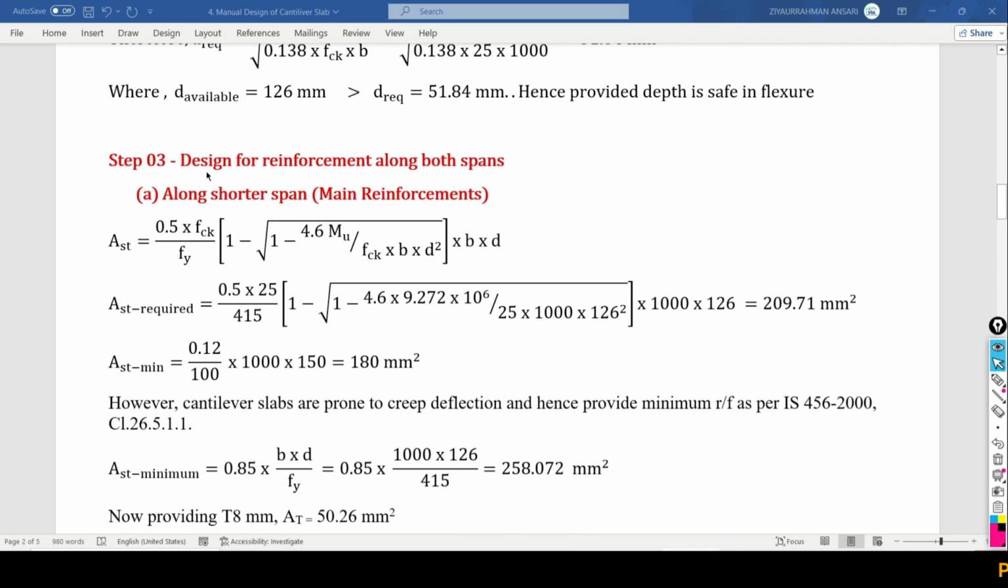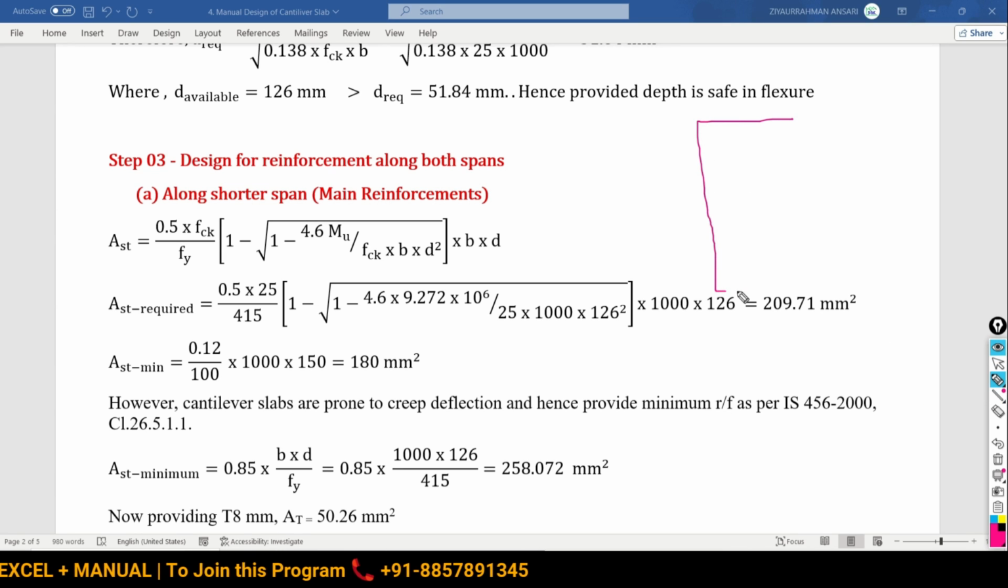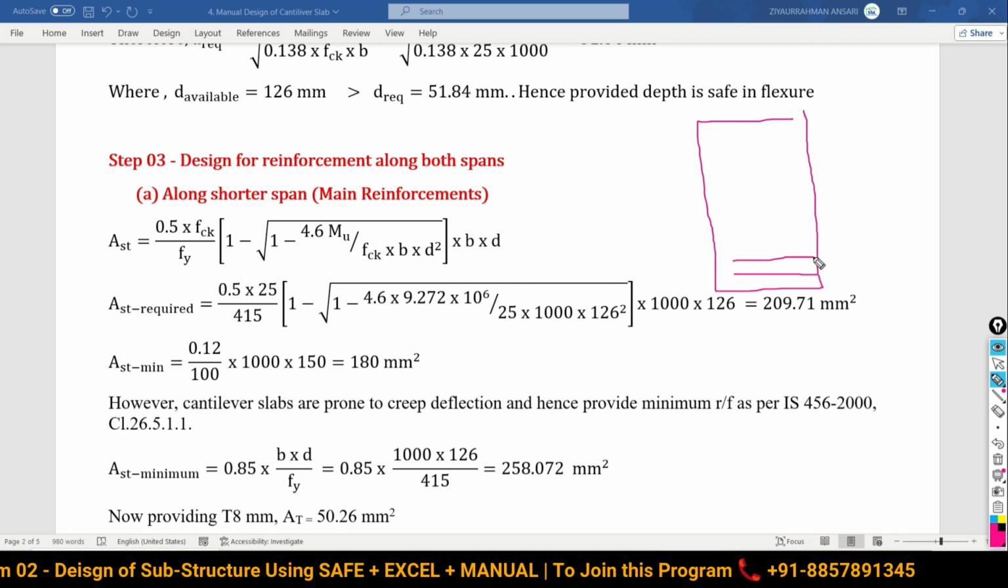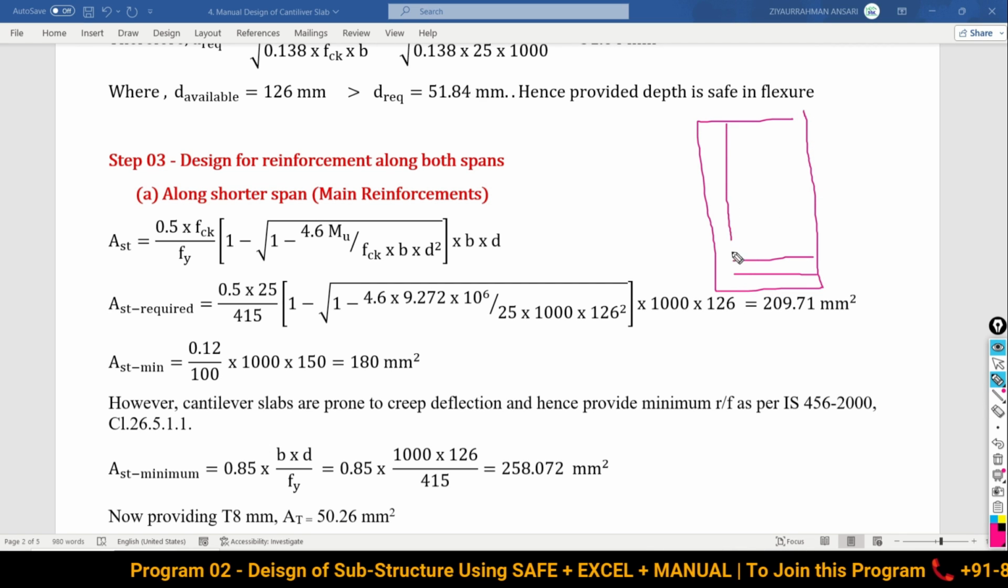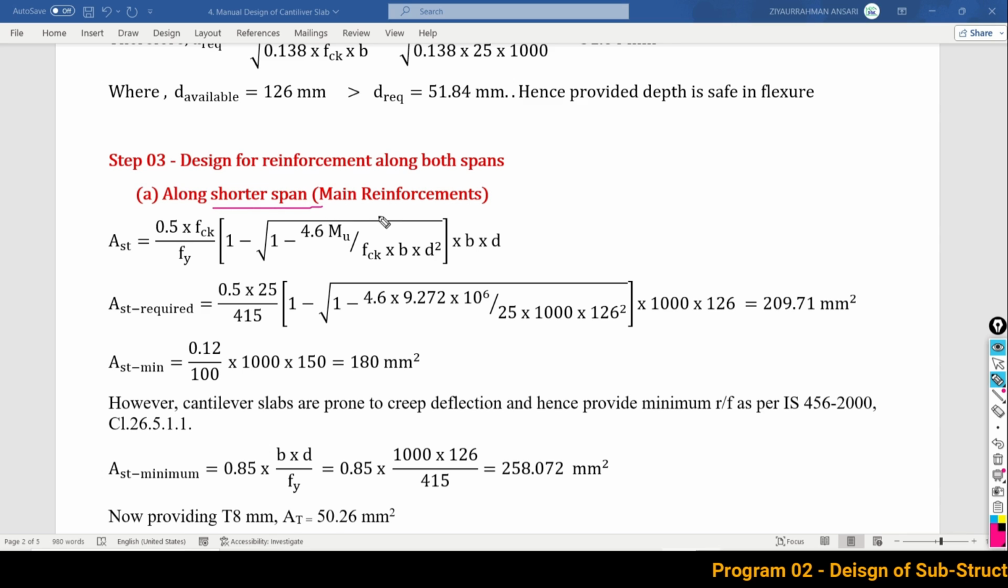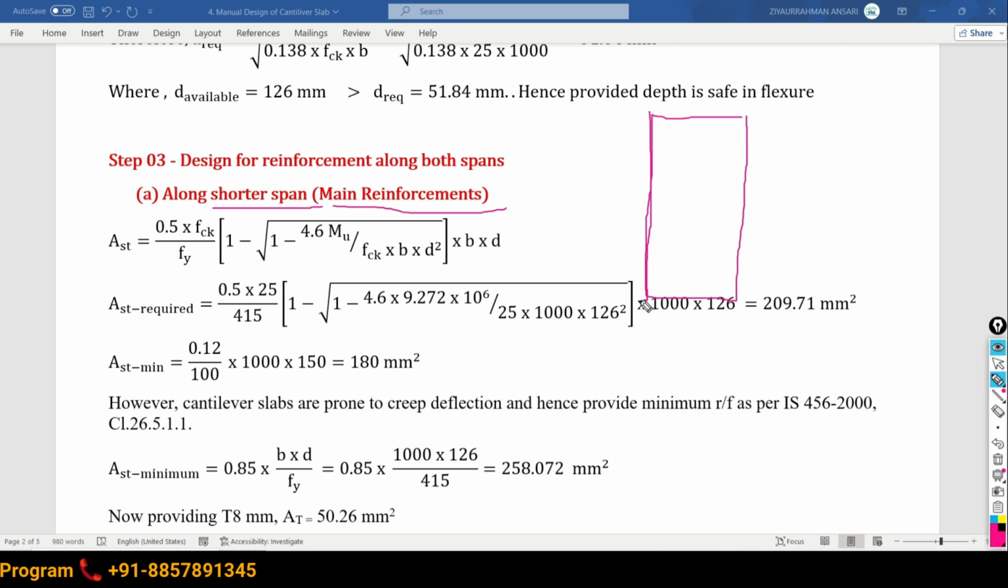we are going to see the reinforcement calculation for both of the spans. Basically we are having two spans. If you look at the slab, this is the shorter span or the cantilever span, and this is the longer span. See, the area of reinforcement required along the shorter span, I can call it the main reinforcement, because the cantilever projection is the main thing. The beam is actually present here, and the bars are coming here.